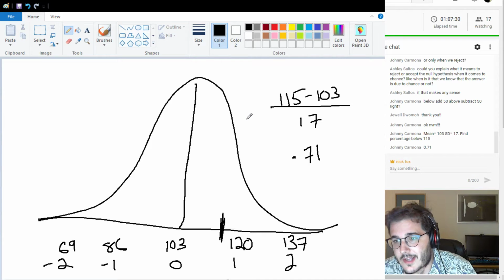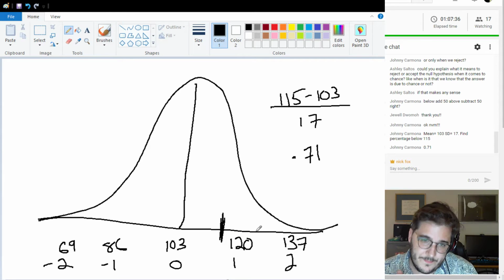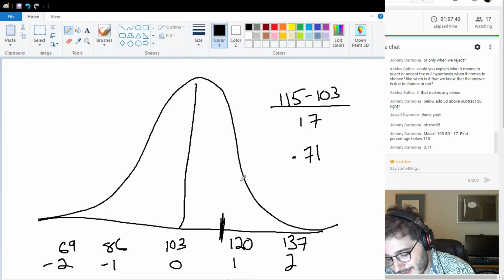Okay, so that makes sense. Johnny got the same thing, 0.71. It's less than 1, as we would expect. It's always good to look for this, because if you got something bigger than 1, you'd be like, okay, that doesn't make logical sense. I must have made an error.